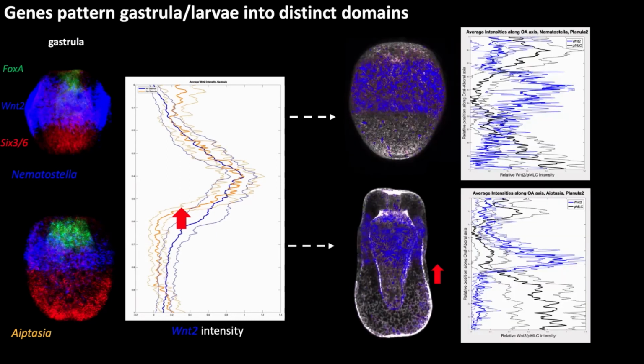Here I just show joint quantifications to confirm that. You see that when WIN2 is highly expressed, the phosphorylation of myosin is low, and vice versa.